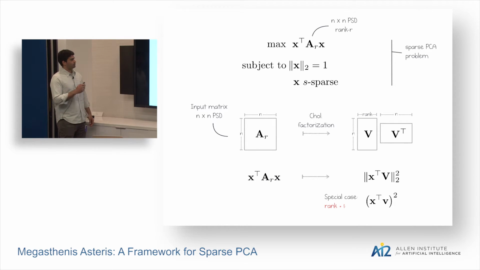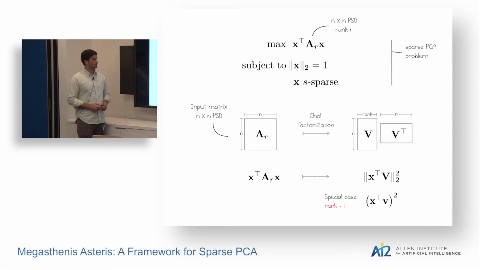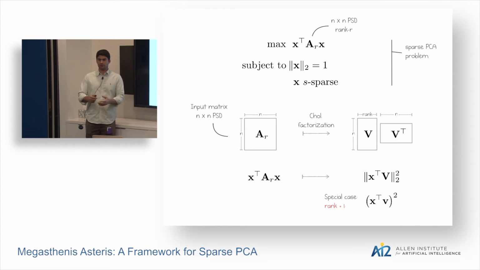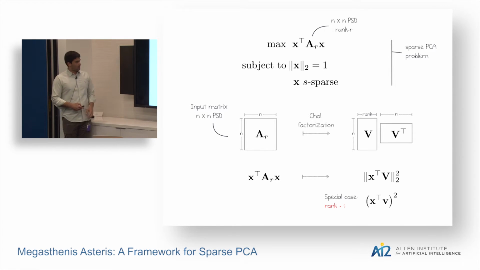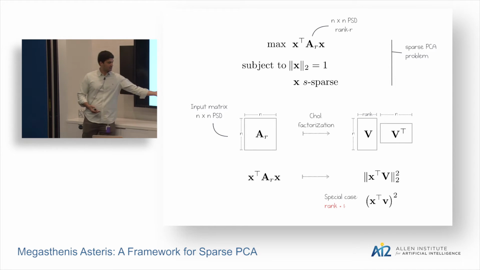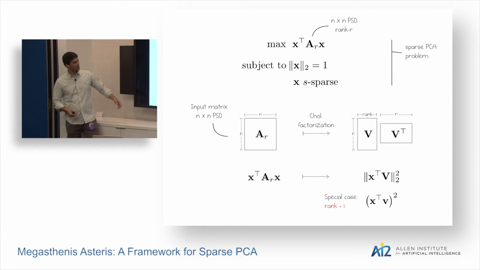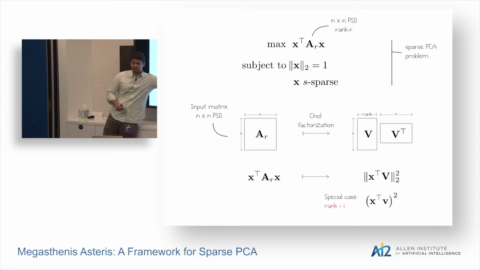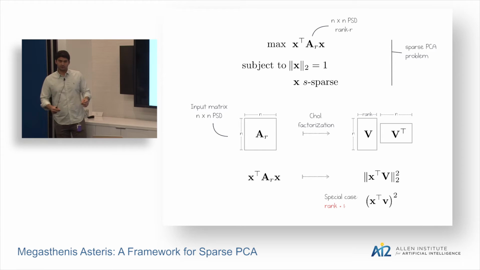So how do we go about solving this low rank problem? The input matrix is an n by n positive semidefinite matrix of rank R. I can compute a factorization into a product VV transpose. V is a thin and tall matrix, n by R, R being the rank of my input matrix. So I can essentially rewrite my objective function, the quadratic objective function, as a norm, x transpose V, a Euclidean norm squared. And in the special case that my input is rank 1, which is an extreme case, this matrix V is actually just a column vector.